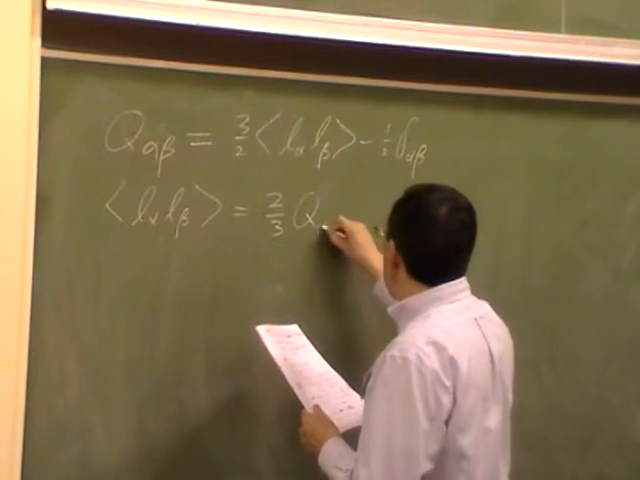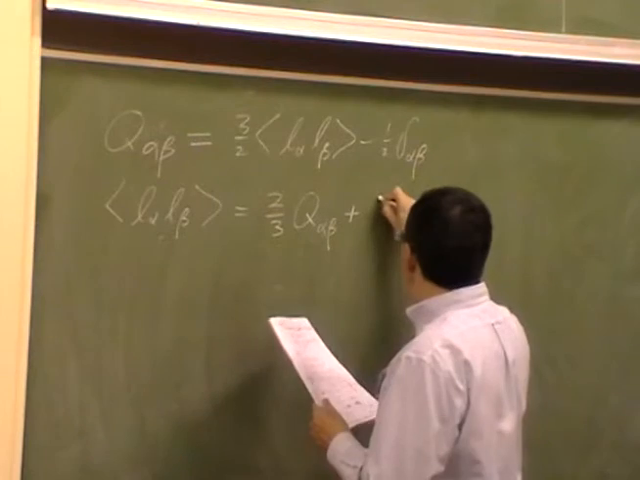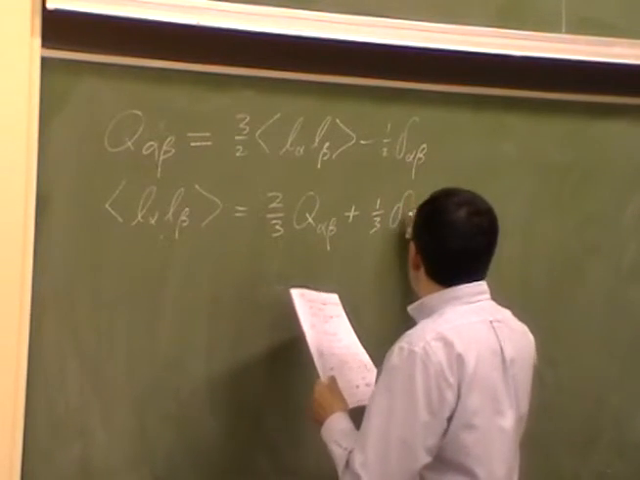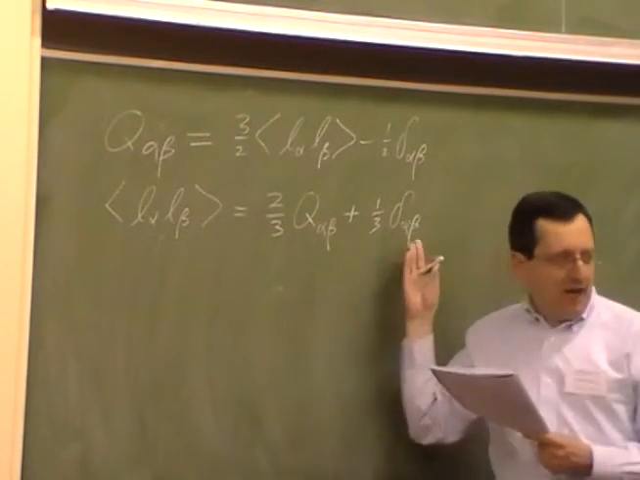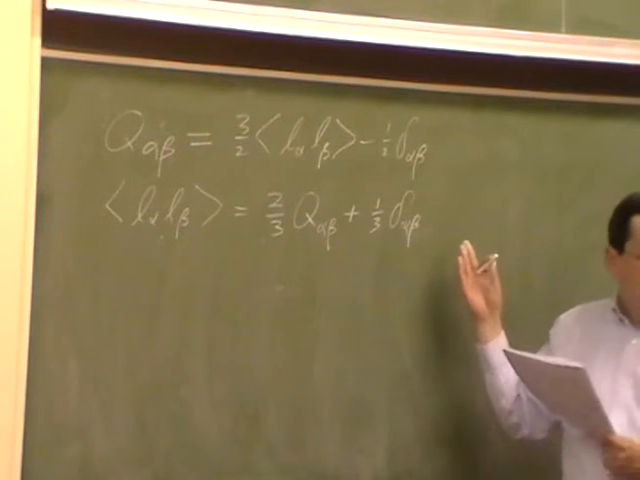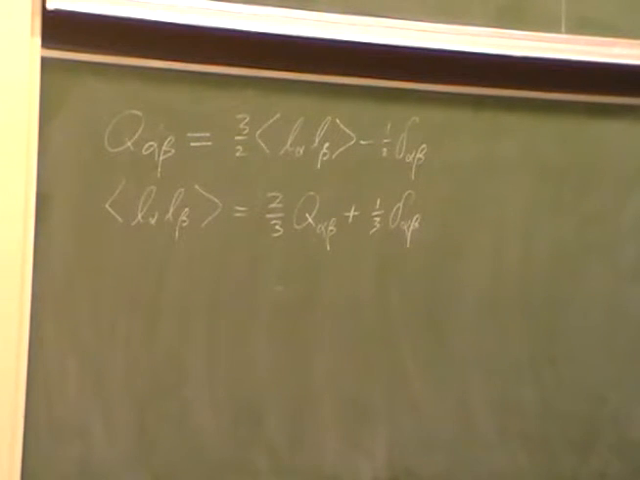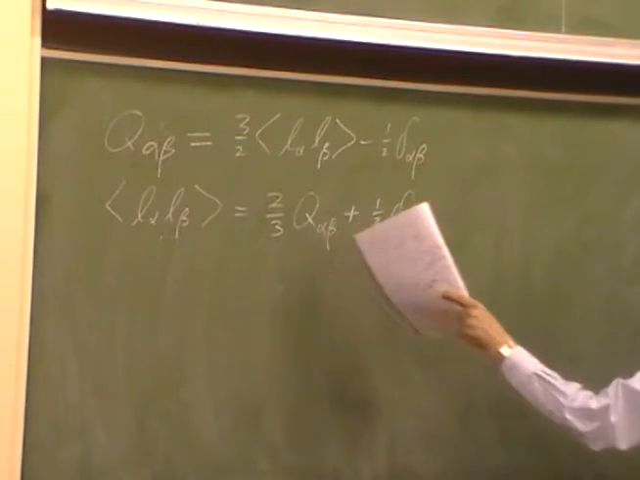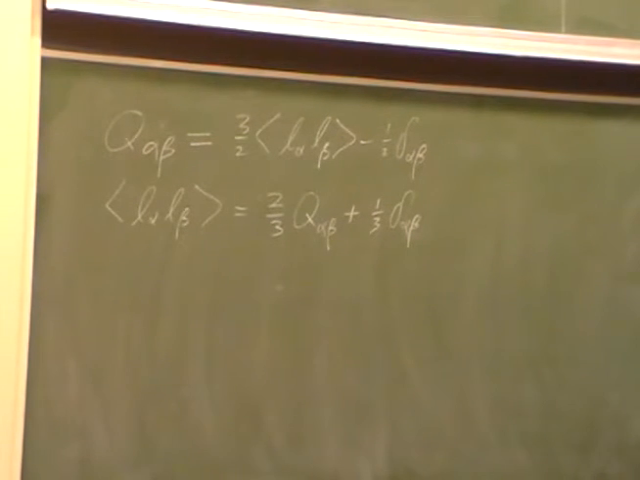And so the L alpha L beta is, whatever it is, 2/3 Q alpha beta plus 1/3 delta alpha beta, right, and it's for any molecule. And so I can take this thing and plug it into here.